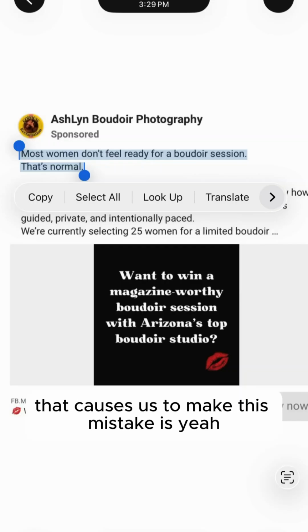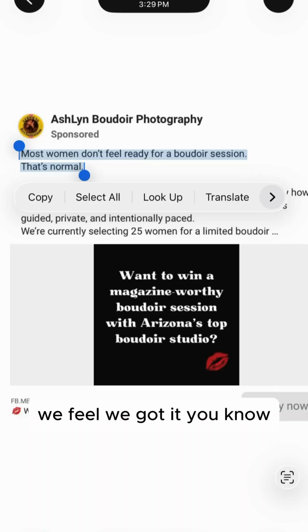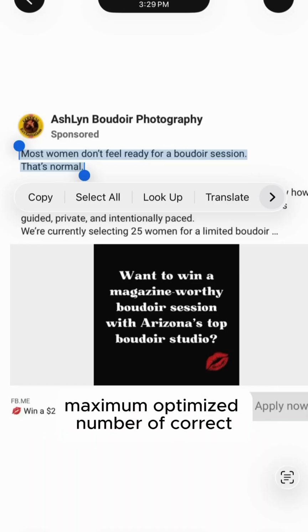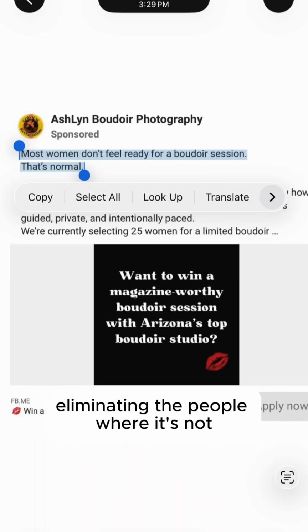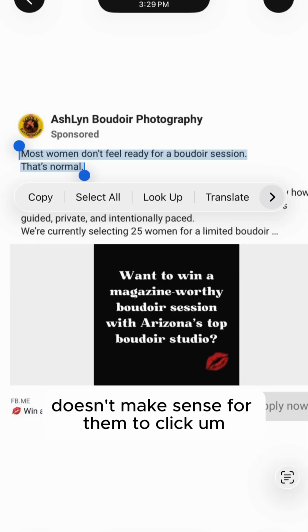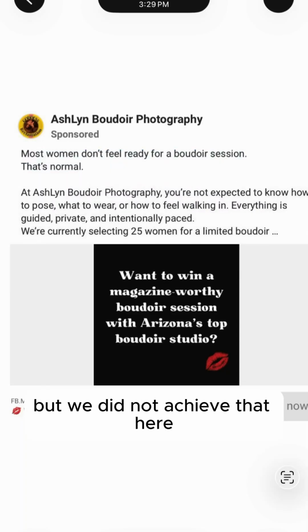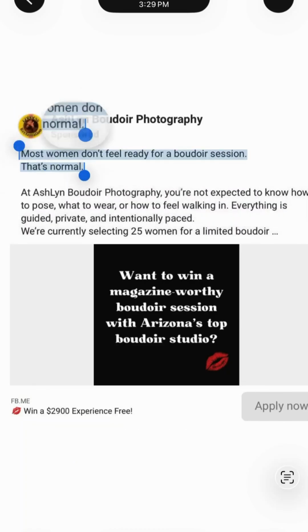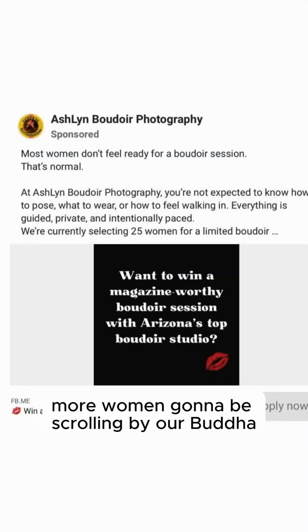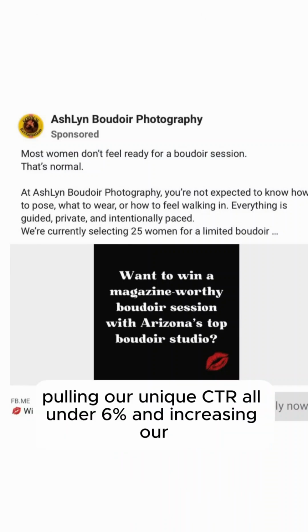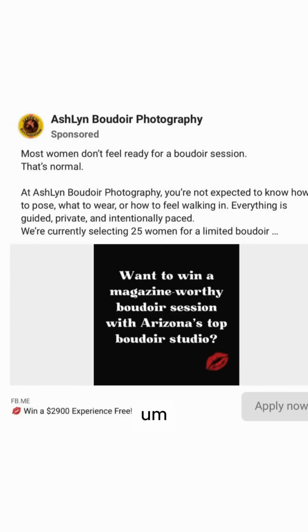The false belief that caused us to make this mistake is, yeah, we feel we got enough context to have the maximum optimized number of correct women clicking through, eliminating the people where it doesn't make sense for them to click. But we did not achieve that here. We're missing a lot of context. So the consequence of this is way more women are gonna be scrolling by our Boudoir Facebook ad than normal, pulling our unique CTR under 6% and increasing our probability of having BLCS, Boudoir low click syndrome.